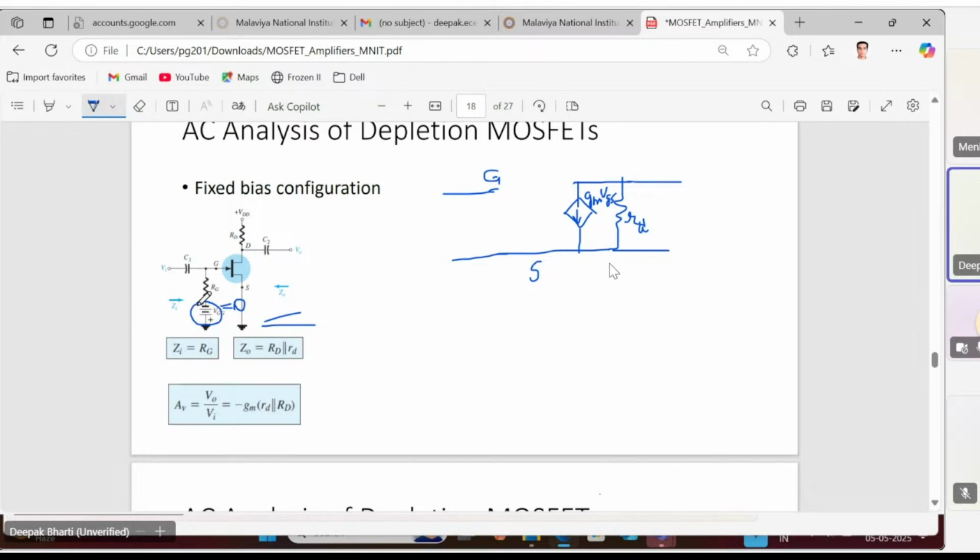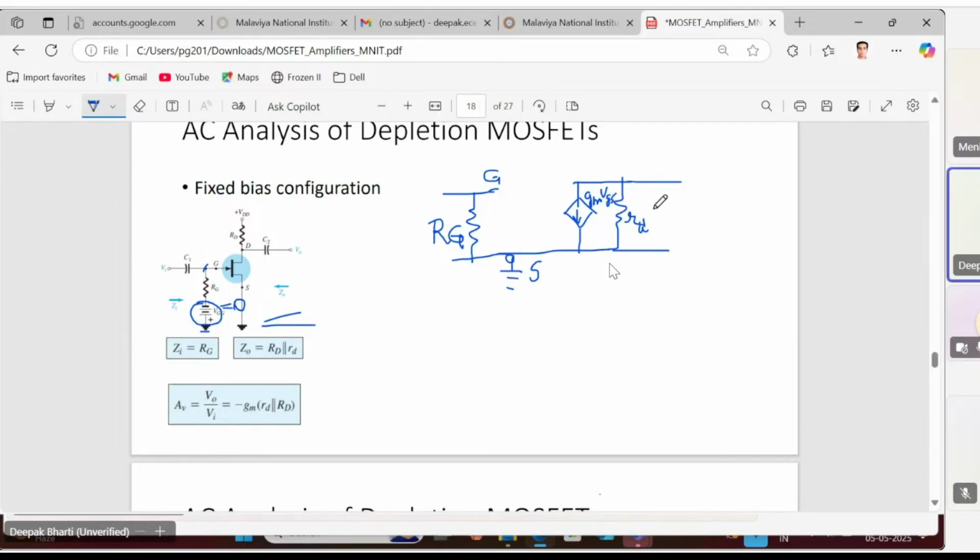We have put the VGG equal to 0 because, by the rule of the AC analysis, all the DC sources should be 0. So VGG becomes 0. So RG remains connected between the gate terminal and the ground terminal. So where is the gate terminal? Gate is here, so this is my RG. And where is the ground? The source terminal is at ground. You can see in the circuit the source is at ground.